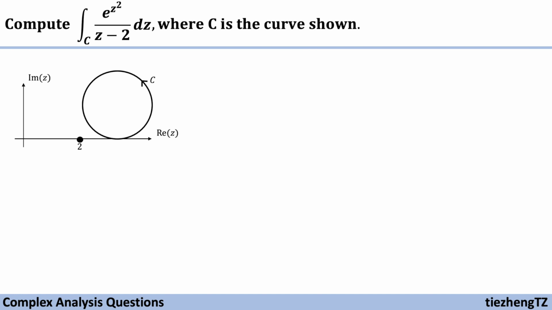Today's question is very similar to the one in the previous video: compute the integral of e to the power of z squared over z minus 2 dz. But this time the contour C is different. Now the point (2, 0) is outside. However, this is actually very easy.